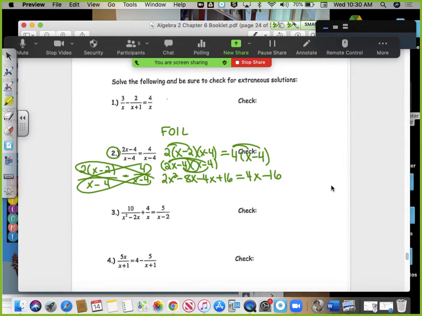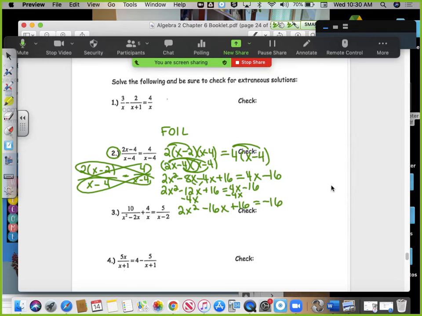So to try and solve for x, you're going to want to try and move all of the x terms to one side. We can combine some terms here. We have 2x squared minus 8x minus 4x will be minus 12x plus 16 equals 4x minus 16. I'm going to move the 4x over here by subtracting it. I'm left with 2x squared minus 16x, and then plus 16 equals negative 16.